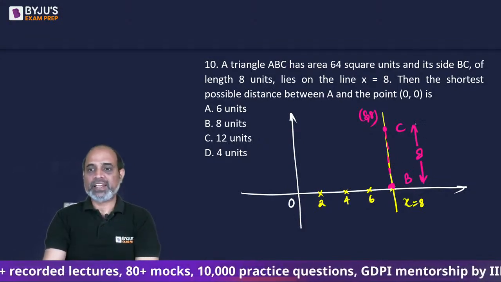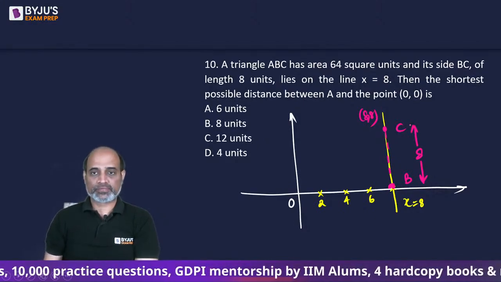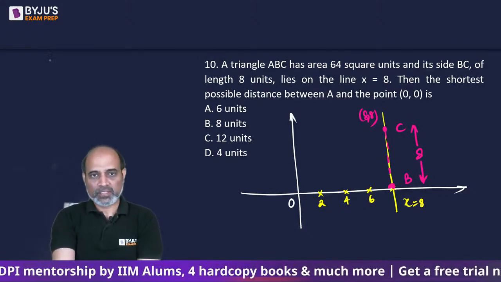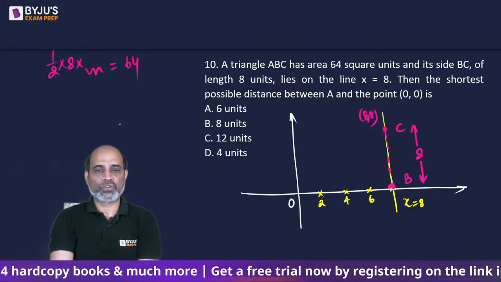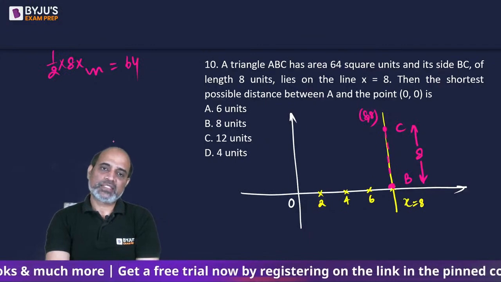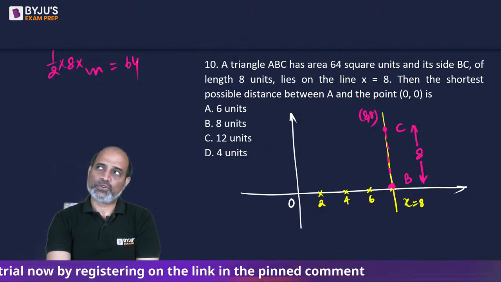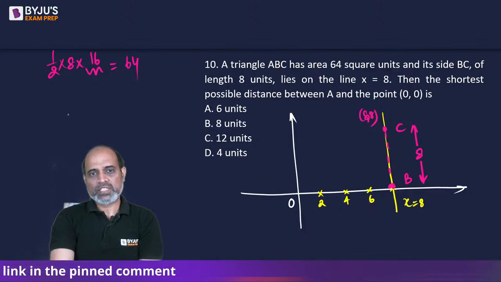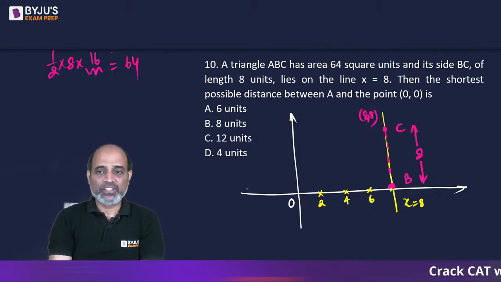Now we need the area to be 64 units. See, we are going to consider this to be the base. So half into base into height should be 64. So what we will realize is this is 64, right? So we need this to be 16. So the 2 and 16 will take care of each other, half will go away, we'll be left with 8 into 8, 64. So we need the height to be 16.